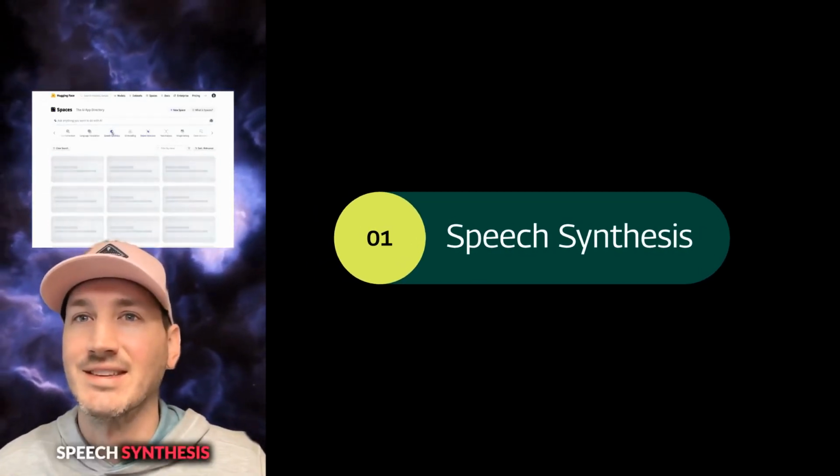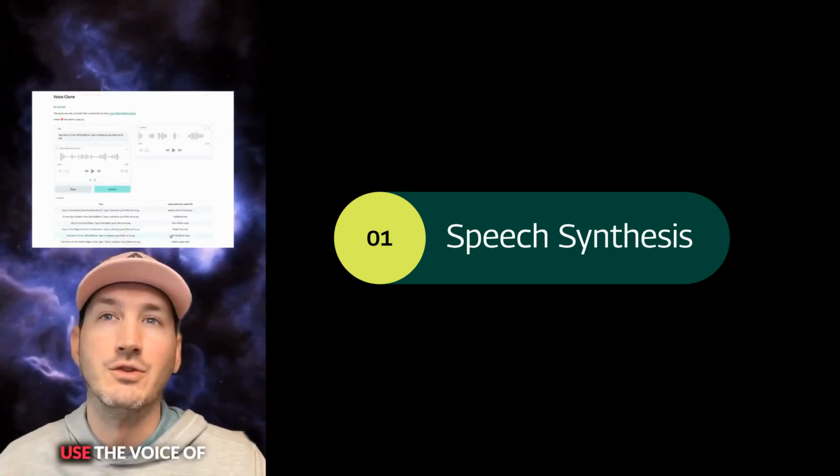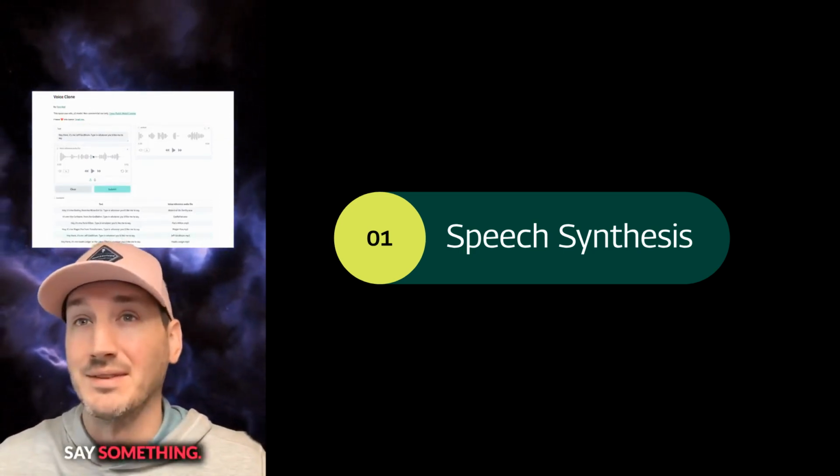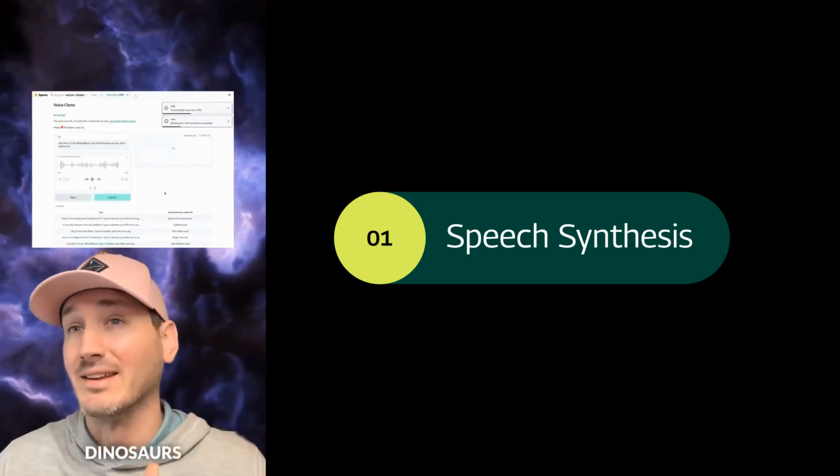Let's check out speech synthesis, and let's do this voice cloning one. All right, let's use the voice of Jeff Goldblum and have him say something. Let's have him say, "I'm Jeff Goldblum and I think dinosaurs are real. Don't believe me?"